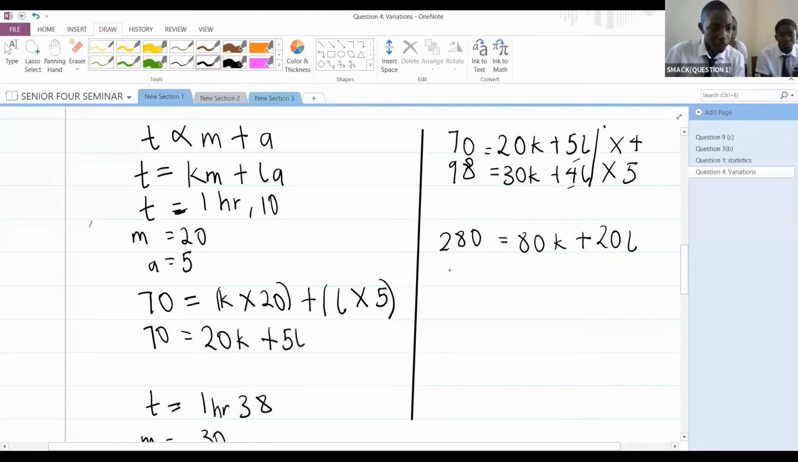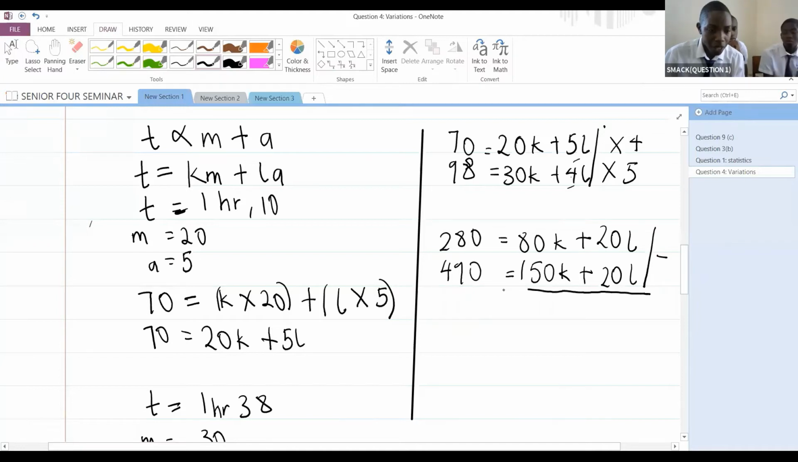So 98 times 5 is 490 is equal to 30 times 5 is 150K plus 4 times 5 is 20L. Now we're going to eliminate these, so I'm going to subtract. If one had been positive and the other negative, I would have to add them so that they become 0. The purpose is that we only have K to deal with. So 20 minus 20 is 0. 80 minus 150 will give you negative 70, because we're subtracting a bigger number from a smaller number. So negative 70K plus 0 is equal to 280 minus 490, which gives negative 210.